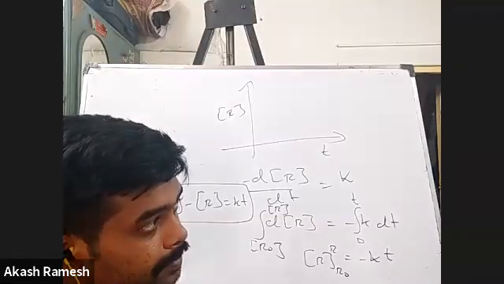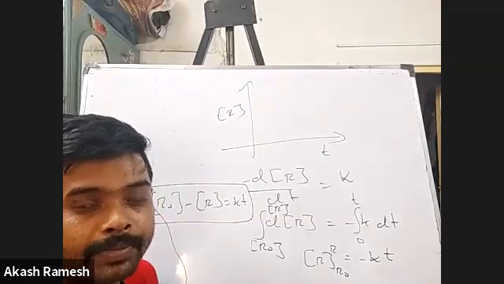Sir, it will be a straight line and R naught distance from the x-axis. R naught is the distance, it will be the intercept, sir. Correct, exactly. That's the word, intercept. Okay, what will be the slope? K. Good, very good, right?